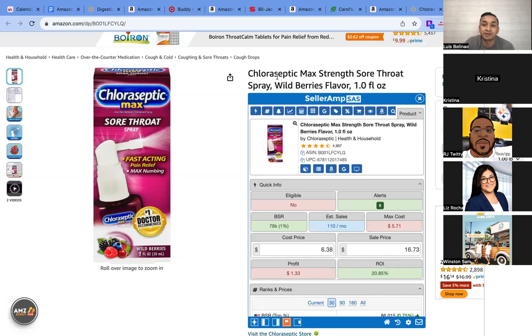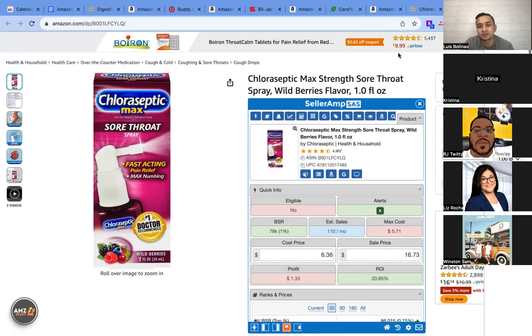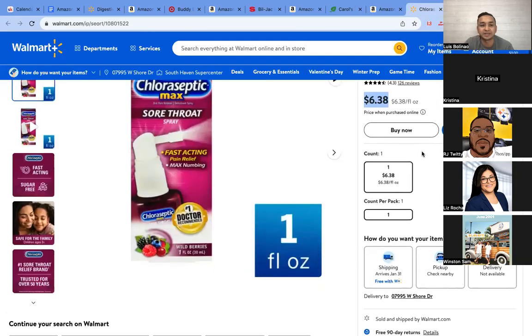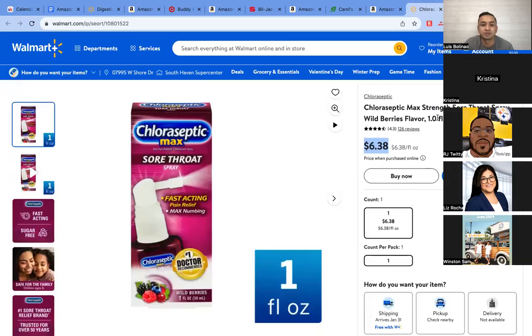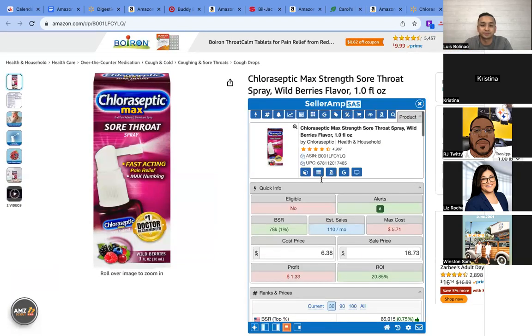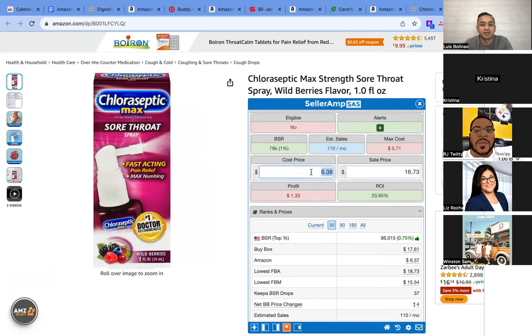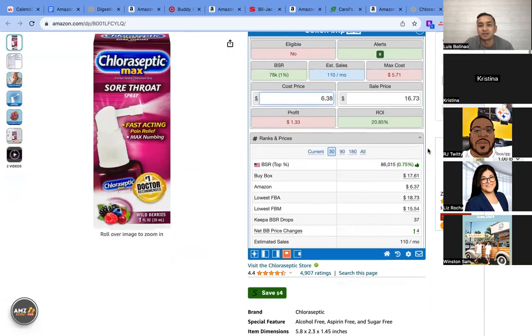You've got to really compare the products to see if they match. So you look at the photos, title, descriptions, size, color. If you look closely, it's the same exact product, 1 fluid ounce. And from here, I usually plug in the cost of the product. So the cost is $6.38 on Walmart, and the selling price on Amazon is $16 right here.